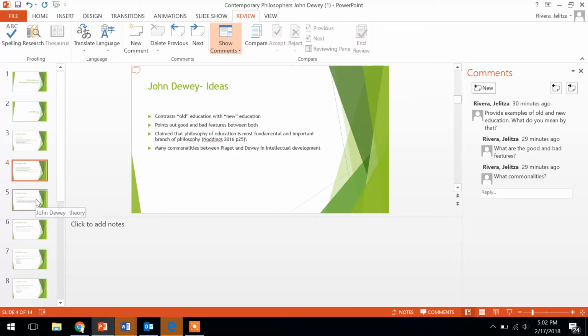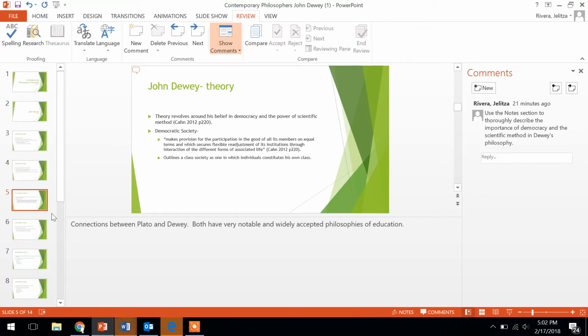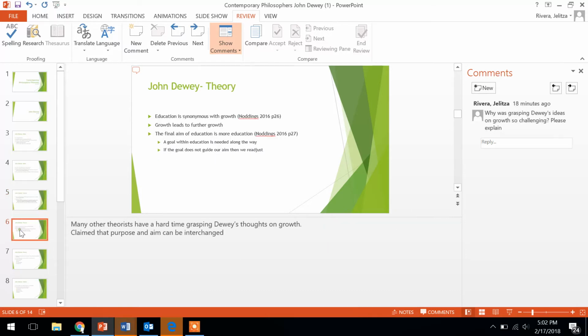Kind of like you mentioned contrast old education with new education. Well, what does that mean? What's the difference? How are they similar? How are they different? Okay, so points like that is what I'm talking about that you have to describe. Definitely use the note section so that you can really describe it. On the slide, you should probably only have about 6 bullet points, 40 words total, and the rest of your description should be on your note section.